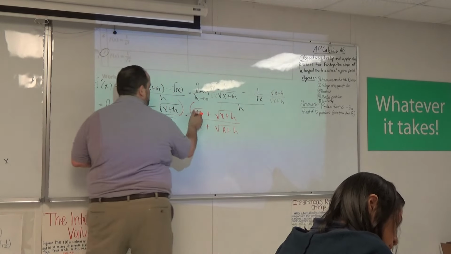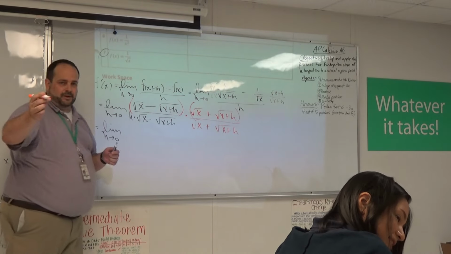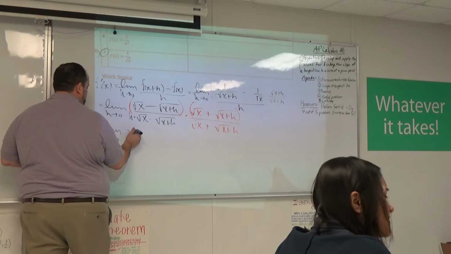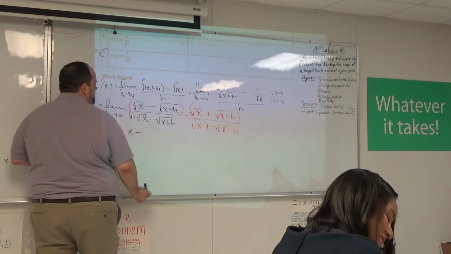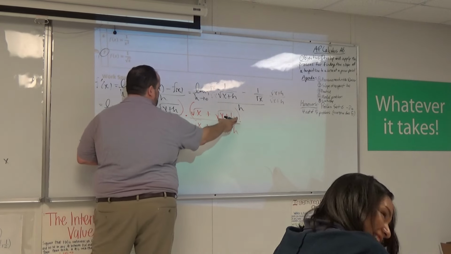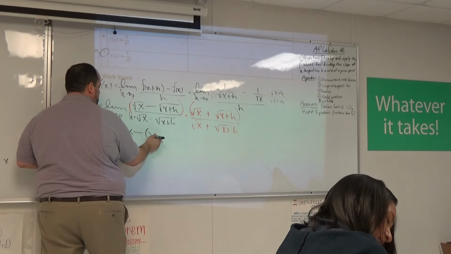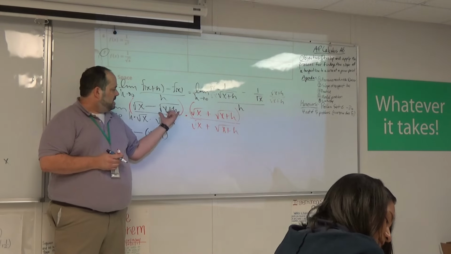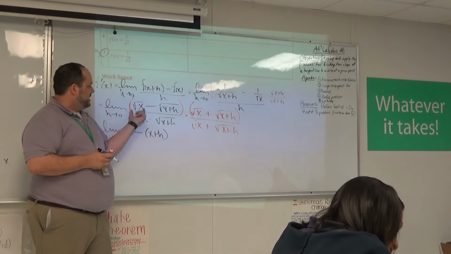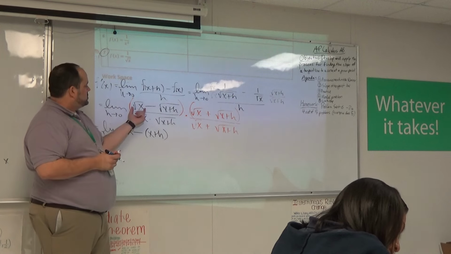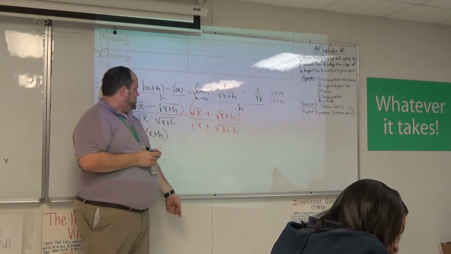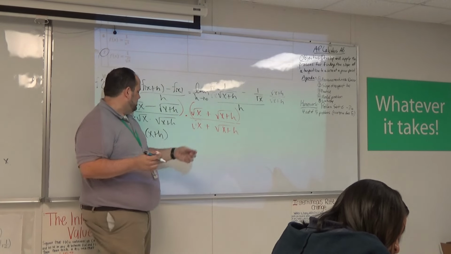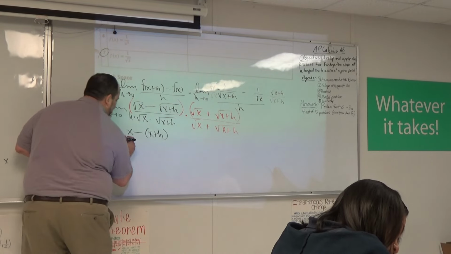When I multiply the numerator, we've done this a lot, you probably know what's going to happen. Square root of x times square root of x is x, minus square root of x plus h times the square root of x plus h is x plus h. Don't forget the parentheses. If you really want to be complete, square root of x times square root of x is x. Square root of x times square root of x plus h, negative square root of x plus h times square root of x. Guess what? They cancel, which is why we get over here.